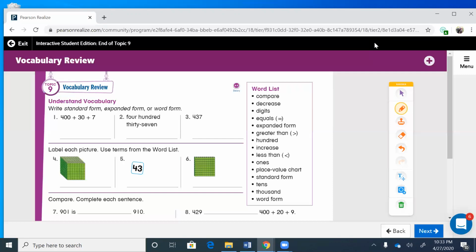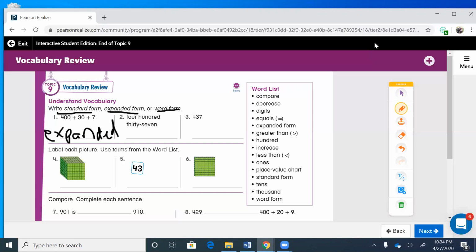400 plus 30 plus 7. Is that standard form? Let me just underline. Standard form, expanded form, or word form? It is expanded form. I'm not going to be able to type this whole thing, so I'm just writing expanded.